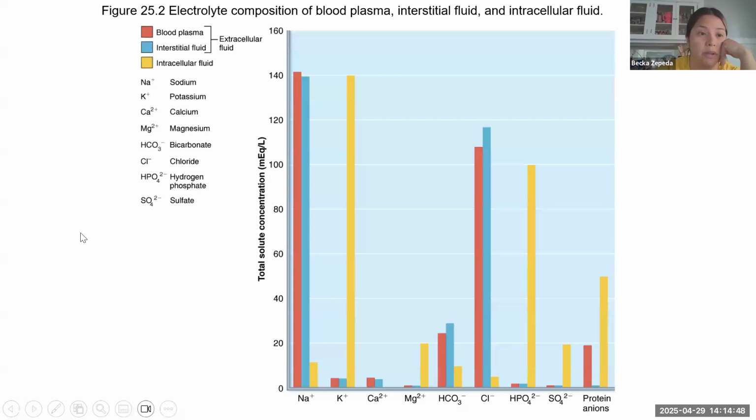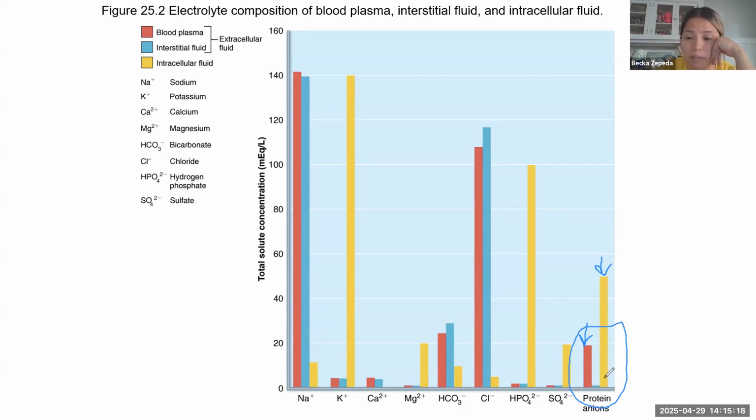fluid, except when it comes to protein. This is the only place where it's going to be different. We said before that our intracellular fluid has lots of protein because our ribosomes inside the cell make lots of protein for us. We said that our blood plasma also has lots of protein because our liver makes blood proteins for us, like globulins and fibrinogen and albumin that we talked about during the blood chapter.